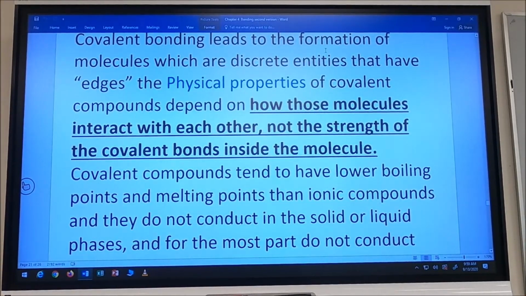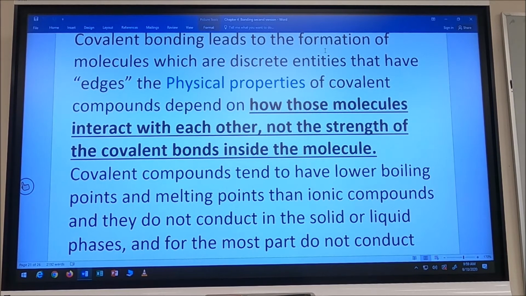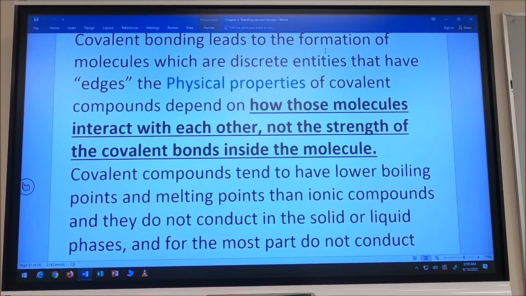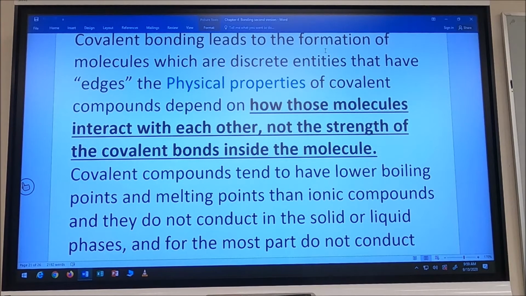covalent bonding leads to the formation of molecules. And molecules are discrete entities. They have edges. So the bonding goes on inside, and there's a stop point where that molecule ends. This is different than the ionic compounds where the ionic bond extends through a whole solid sample. If I have a solid covalent compound, I have discrete molecules that are then going to be attracted to each other by a different interaction called an intermolecular force.